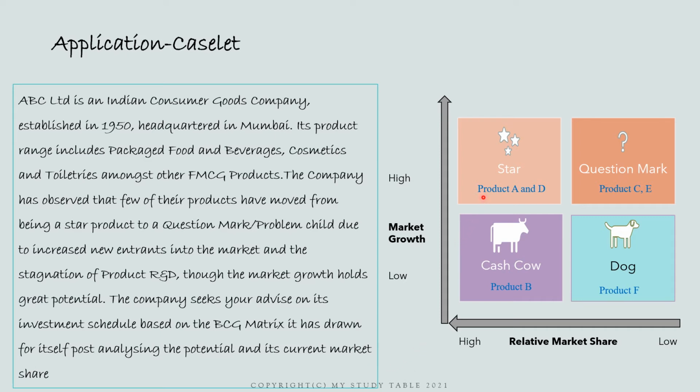So as you can see here, they have products A, B, C, D, E and F, and they have placed them in their respective quadrants based on the relative market share and market growth.